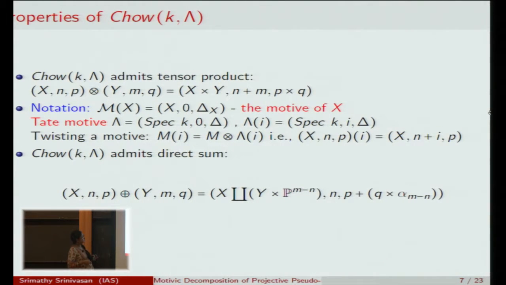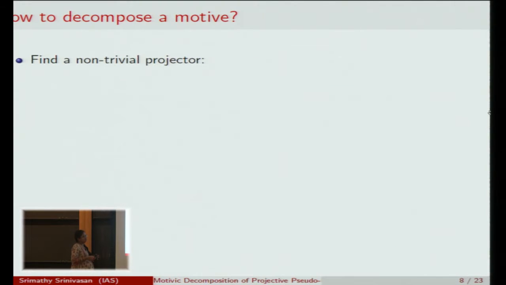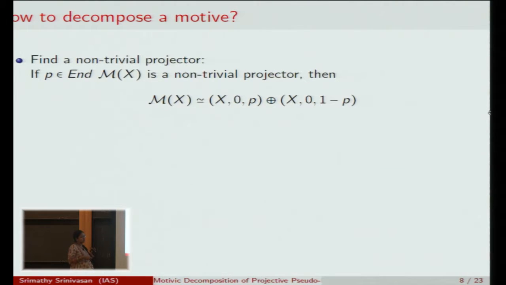And you also have direct sum in this category. Again, I don't want to go into detail. You can decompose an object into direct sums of objects. Okay, so now one of the common questions that we ask is, if you are given an object in this category, how do you decompose the object into a direct sum of other objects? Okay, so the answer is find a non-trivial projector, right? Whenever you have a non-trivial projector, and when I say non-trivial projector, I mean something that is not 0 or the diagonal one. So whenever you have a non-trivial projector P inside the endomorphism ring of the motive of X, then you can decompose the motive of X this way.